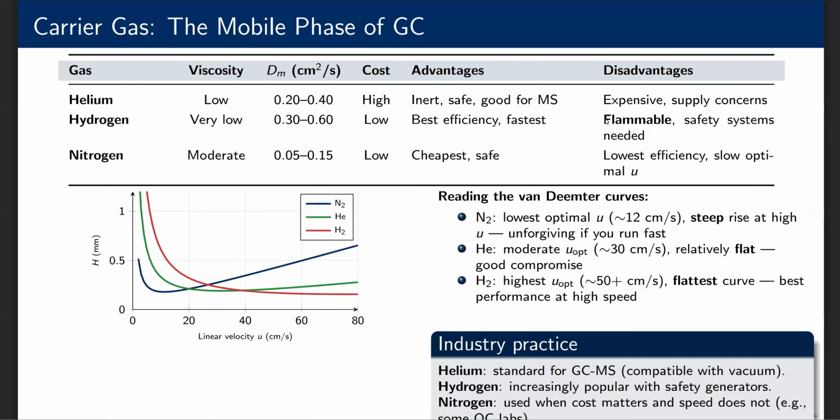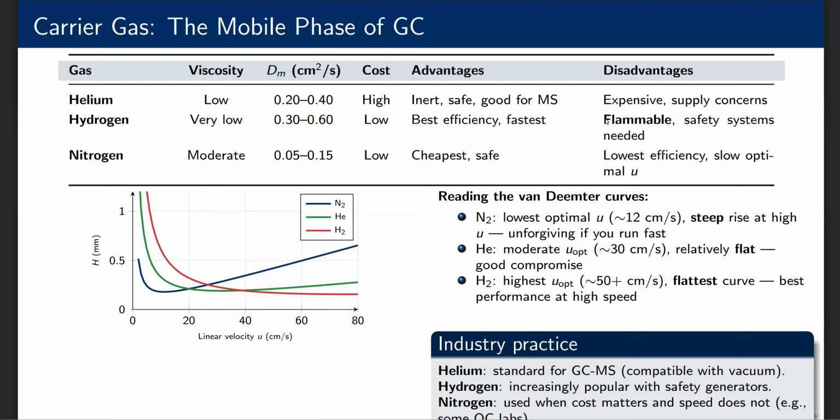Helium has faster diffusion, so the B term is larger, shifting the optimum to about 30 centimeters per second. The curve is flatter, meaning you can run above optimal without much penalty. Hydrogen has the fastest diffusion and the flattest curve. You can run at 50 or even 70 centimeters per second with minimal efficiency loss, which translates to much shorter runtimes. Helium is the standard in most GC-MS laboratories because it is inert and compatible with the mass spectrometer vacuum system.